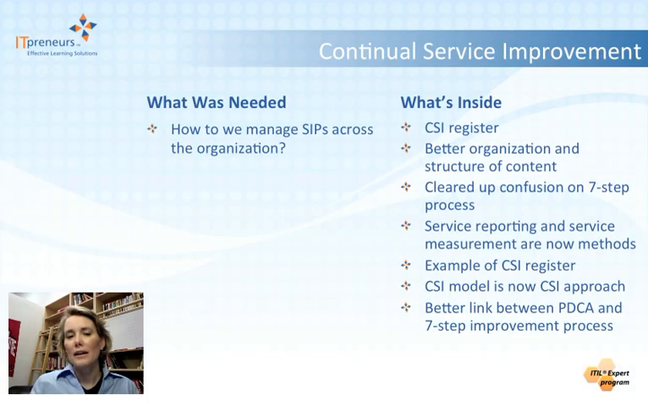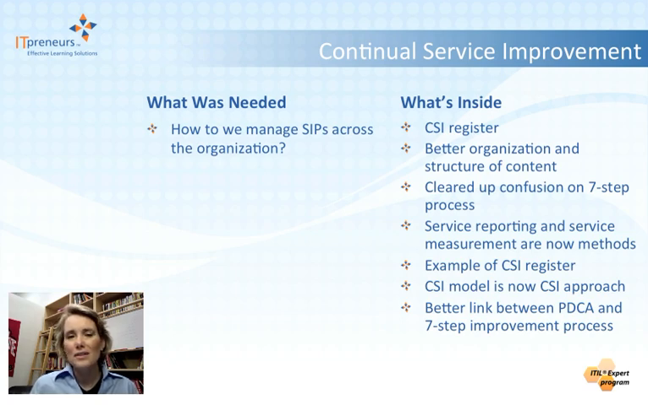Now, CSI, to me, the most glaring thing that we were missing was a way to manage improvement opportunities across the organization and across IT. So we see this addressed within the CSI register. There's now a centralized focus for these improvement opportunities to be managed by this phase of the service lifecycle. Better organizational structure and content of the book. The 7-step improvement process has been improved. Service reporting and measurements are now methods, not processes. They even give us an example of a CSI register in one of the appendices, which I think was a really good addition.